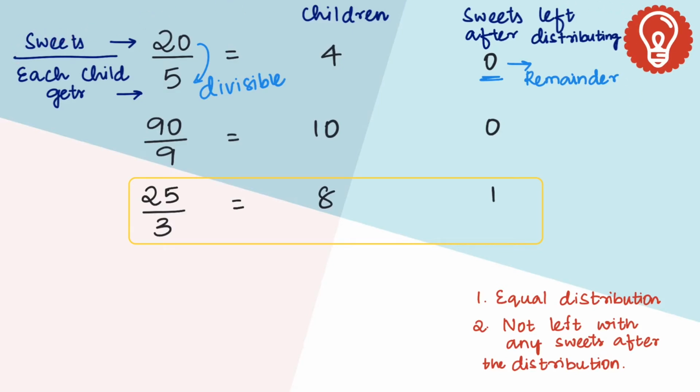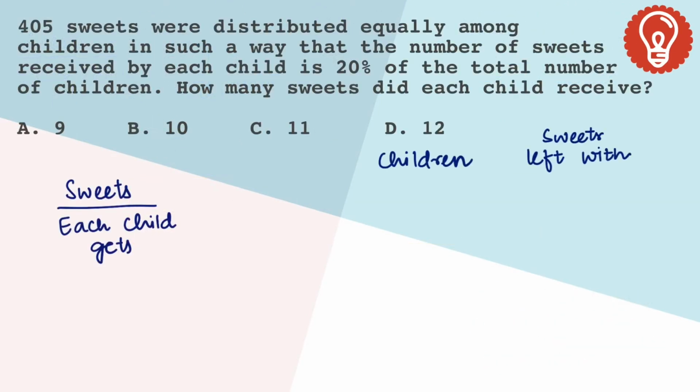Keeping this in mind, let's approach the question. Now, sweets are 405 in number. Each child gets how many we don't know, but we are sure that the remainder should be 0. Therefore, of all the choices, 405 is divisible only by 9. Therefore, option A is the correct answer.